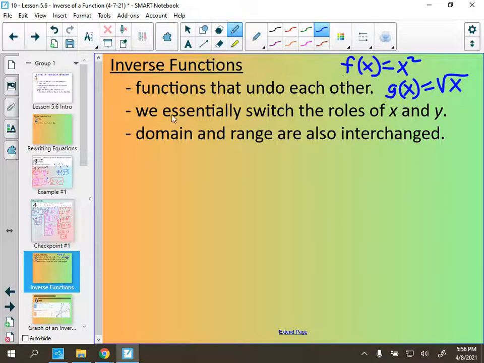And by doing that, a function and its inverse are going to change the roles of x and y. And by understanding that x and y essentially get switched around, right along with that, domain and range also get switched around. So the domain of this function would become the range of this function. The range of this function would become the domain of this one, and vice versa.